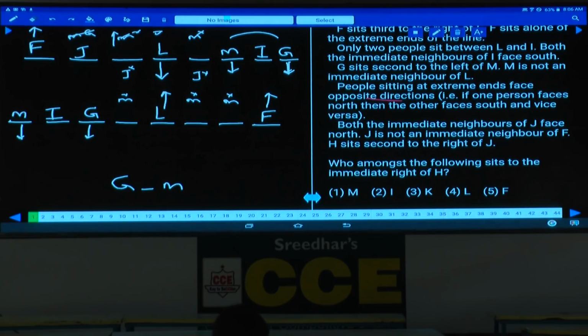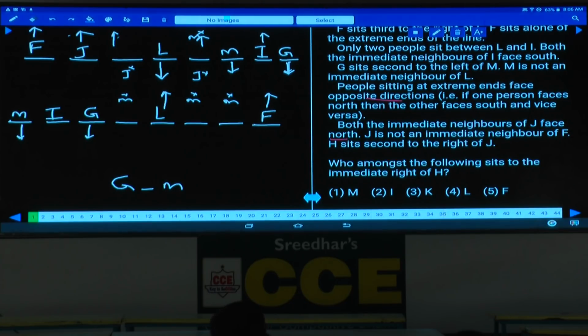Both the immediate neighbors of J face north. Now, what about the direction of this J? J must be towards north. Why is it north here? Because in the information it is clearly specified that only 3 persons are facing south. As of now, L, M and G are facing south, and all the remaining persons must be facing towards north.